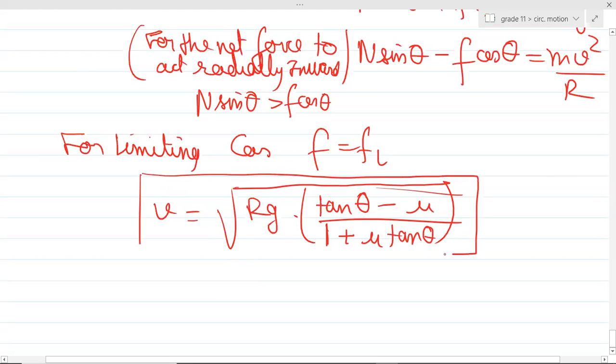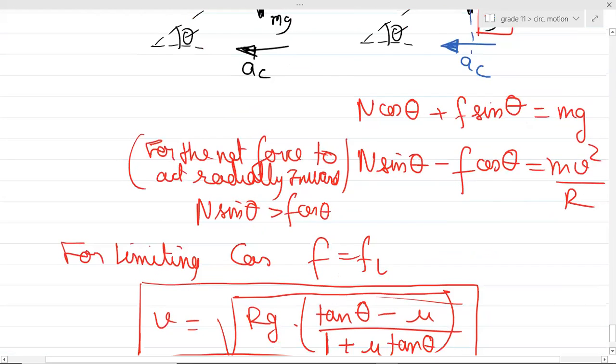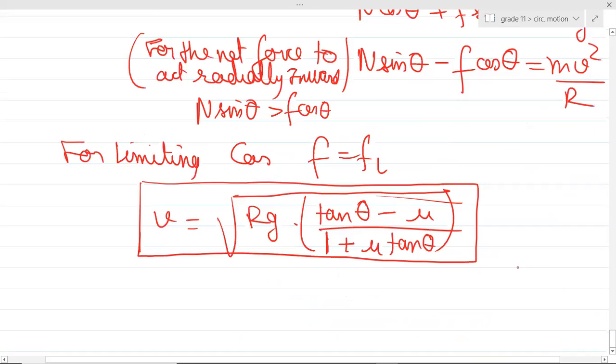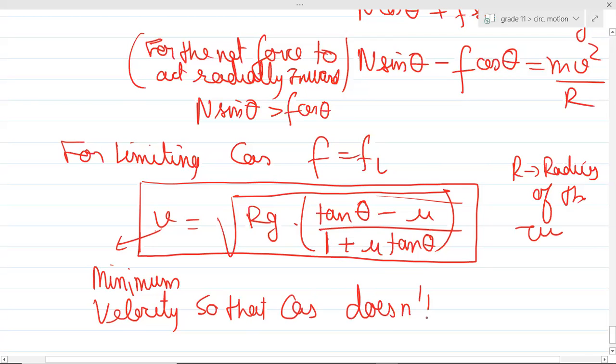Here r is the radius of the turn and g is the acceleration due to gravity. Please remember, this is the minimum velocity so that the car doesn't slide down.